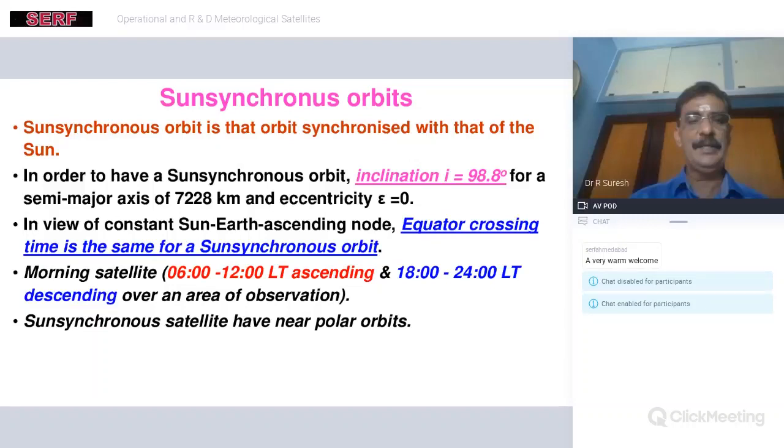What is the advantage of a sun synchronous satellite? It has the equator crossing times same or fixed. Say for instance, if it crosses over a particular place, say Chennai or Delhi or Mumbai or some other place in the tropical region, whatever you call, because we are discussing more on upper countries.